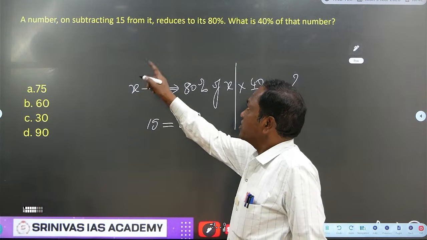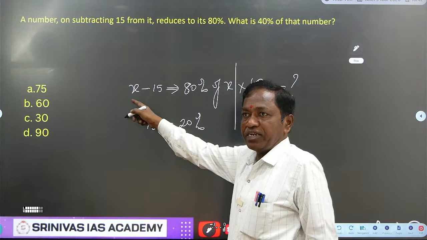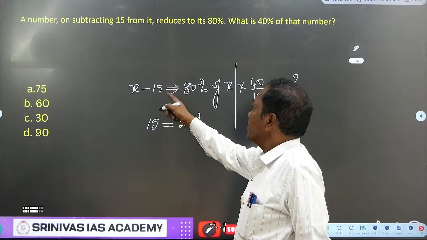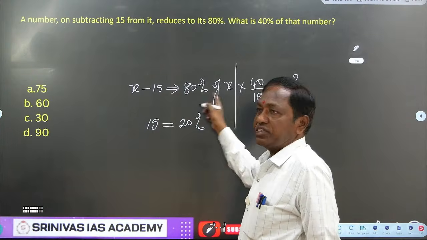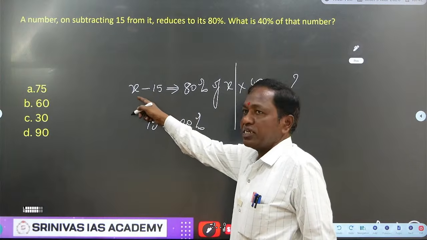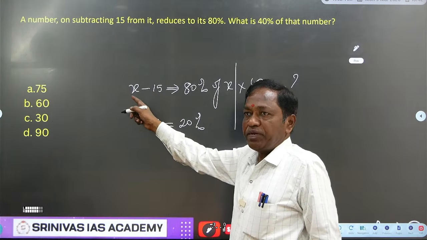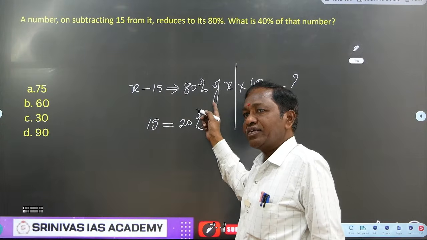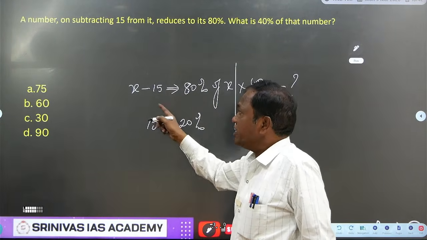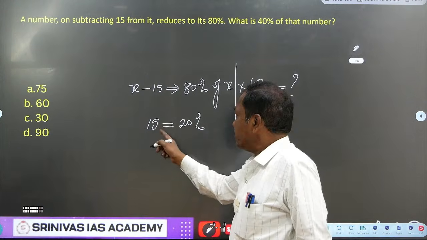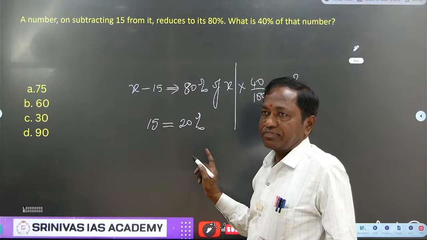A number, on subtracting 15 from it, let the number be x. Minus 15, that is reduced to 80%. This is 80% of this number. Let x be 100%. Reduced to 80%. How much is it reduced? 20. When is it possible? When 15 is subtracted from that. So 15 is equal to 20%.